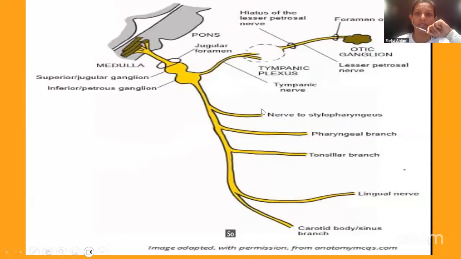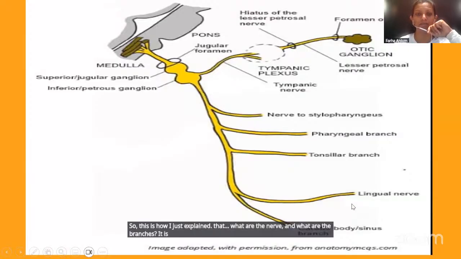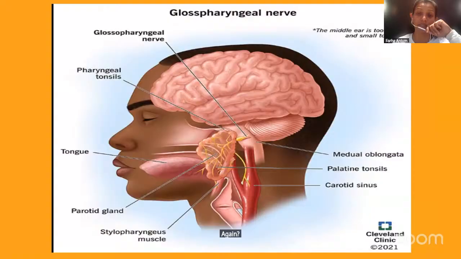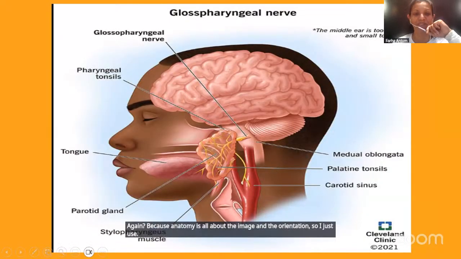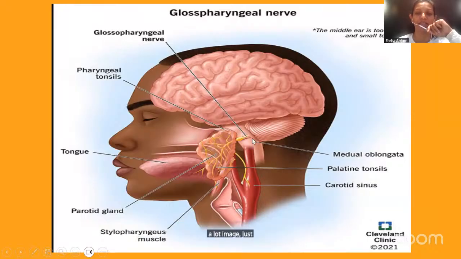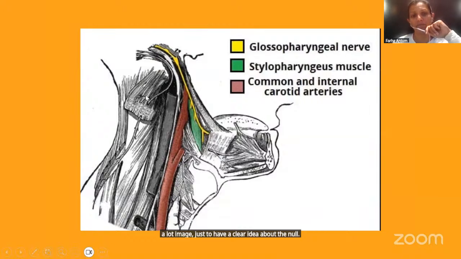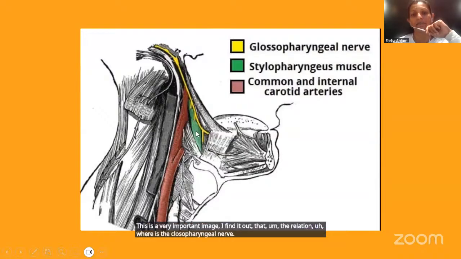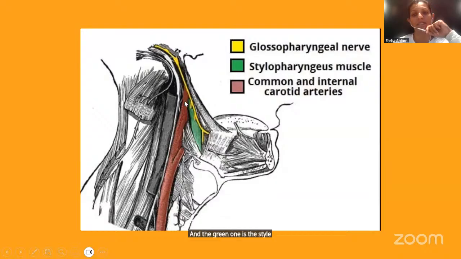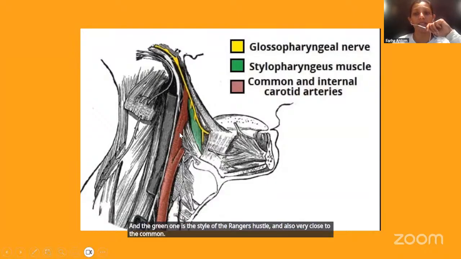So this is how I just explained what the nerve and its branches are. It is just an image again, because anatomy is all about the image and the orientation. So I use a lot of images just to have a clear idea about the nerve. This is a very important image. I found the relation: where the glossopharyngeal nerve is, and the green one is the stylopharyngeus muscle, and it's very close to the common and internal carotid artery.